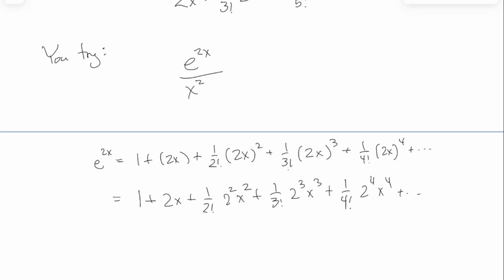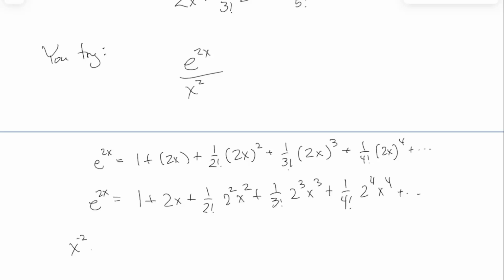As I was walking around, it looked like people are doing fine. So you should start by plugging in 2x to the series formula for e to the x, and then just simplify the exponents a little bit. And then finally, this is e to the 2x. What I'm really after is e to the 2x over x squared, or times x to the minus 2.